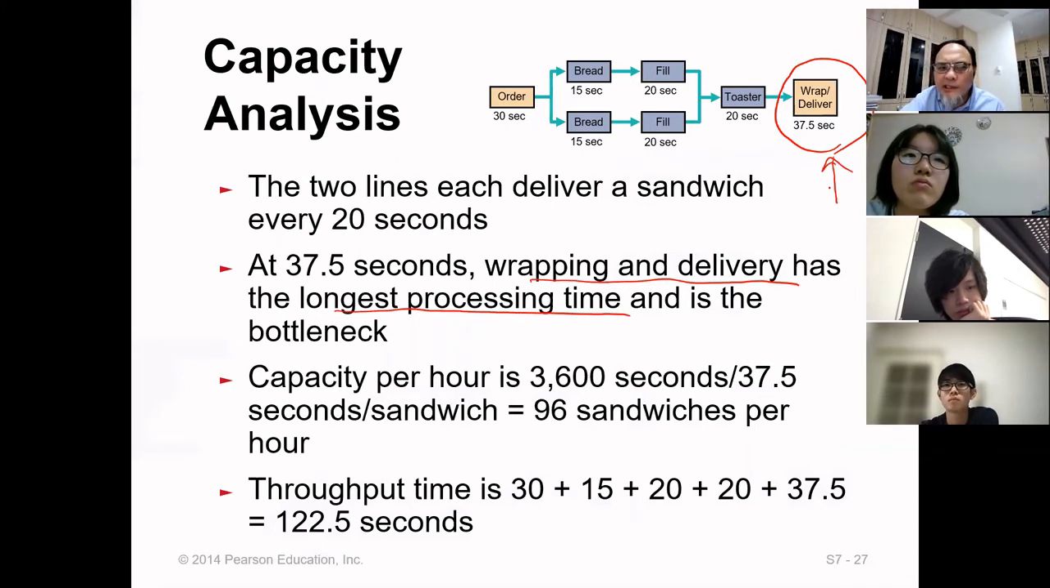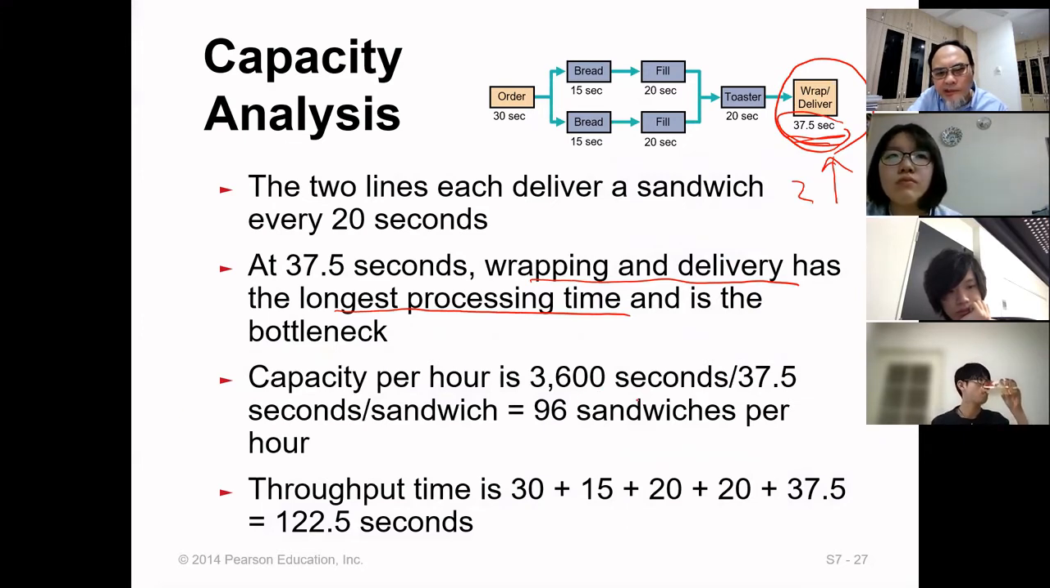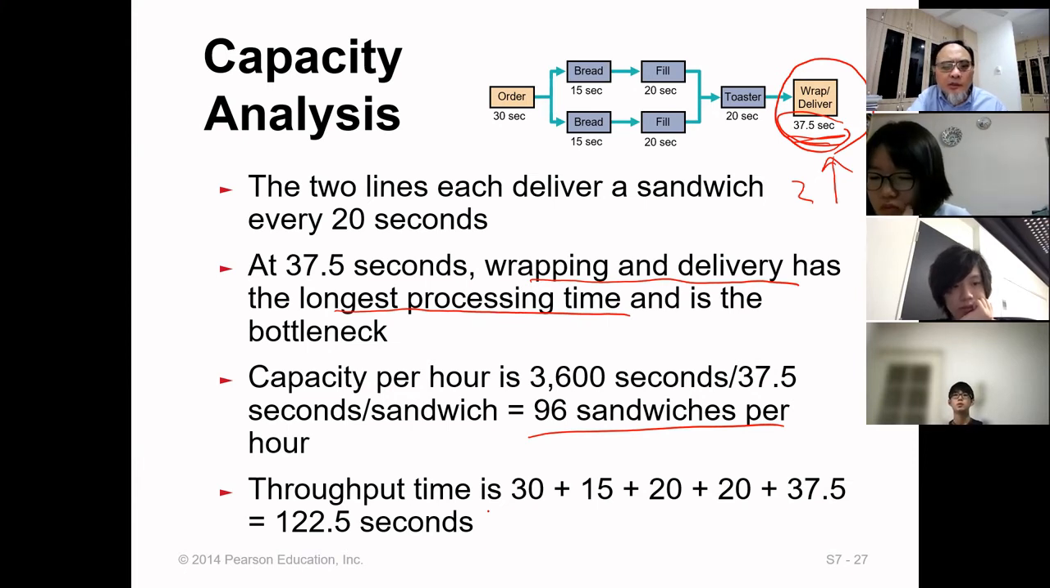Okay, so the problem area. If you want to make it faster, you have to reduce this time, or have two wrappers, or one wrapper, or maybe break it down into two processes. Rapid delivery has the longest time. Capacity is 99 sandwiches per hour, and the throughput is 122.5 seconds. Why 122 seconds in total? 30 plus 15 plus 20 plus 15 plus 20, 15?